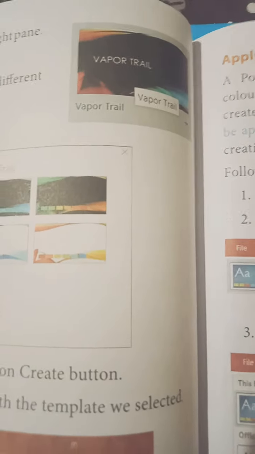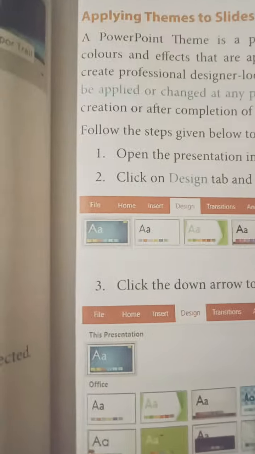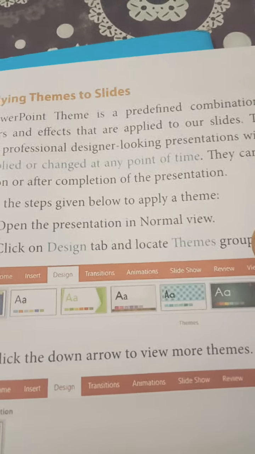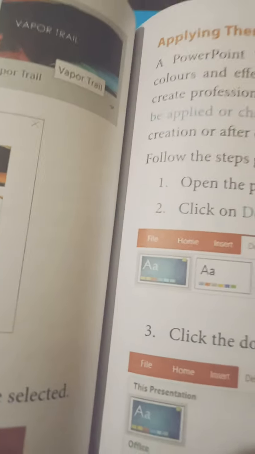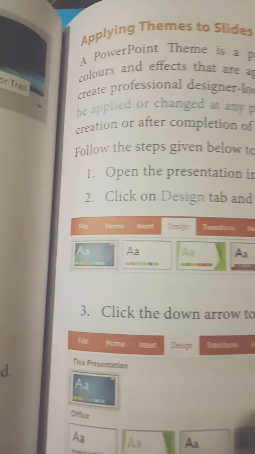template is created. Now another thing is, after creating, students, we have to apply themes. We have to apply designs to that template. How will we apply? Let us see here. A PowerPoint theme is a predefined combination of fonts, background colors, and effects that are applied to our slide. It means the themes are pre-decided. We have not created a template. We have selected a predefined template, and now we have to make different changes.